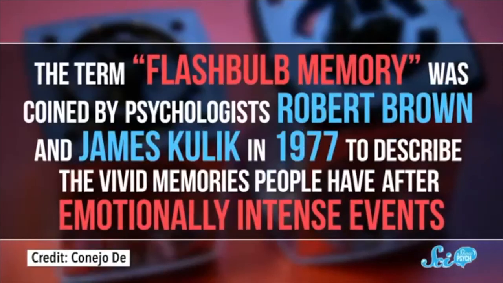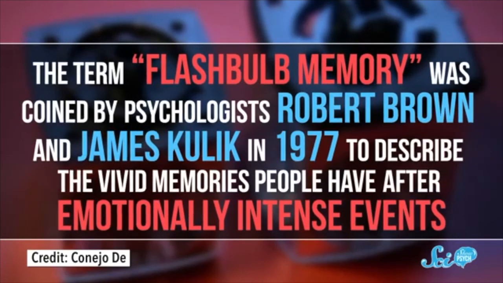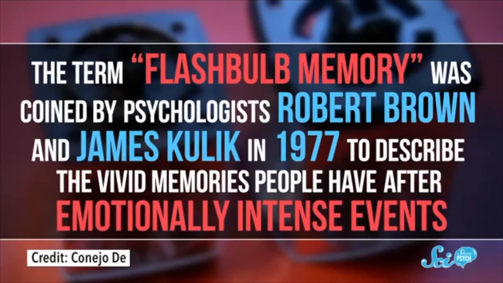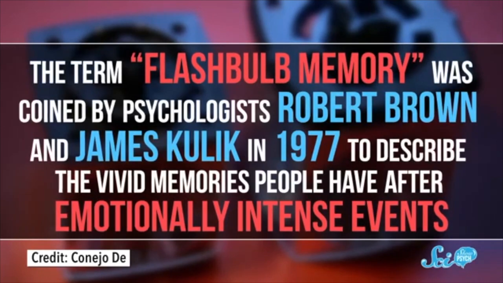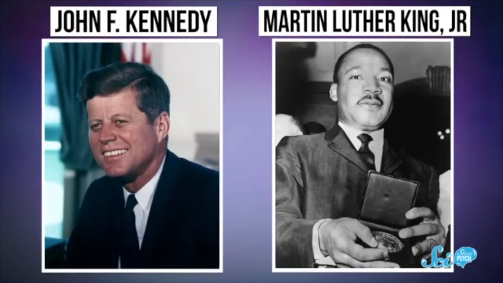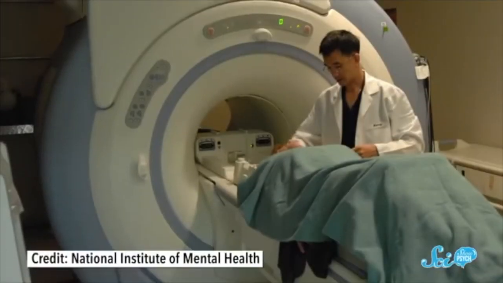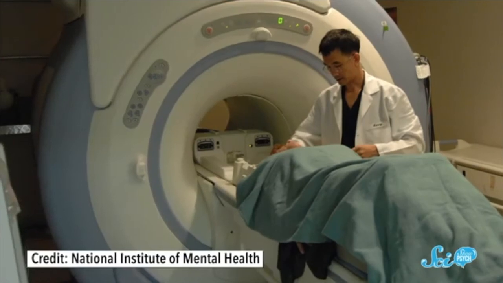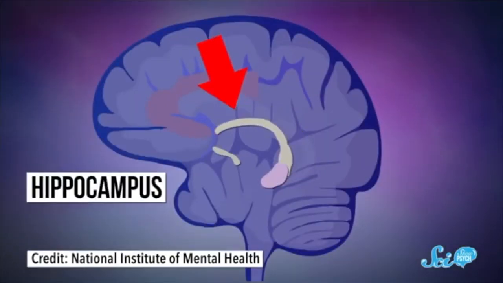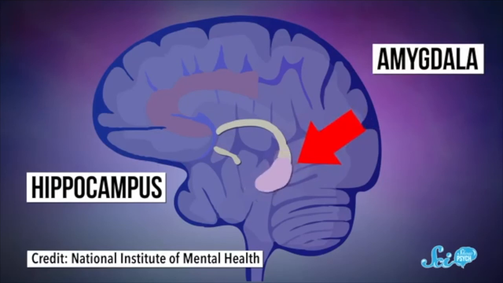The term flashbulb memory was coined by psychologists Robert Brown and James Kulik in 1977 to describe the vivid memories people have after emotionally intense events. Many of the people Brown and Kulik talked to said the events that caused these memories were upsetting events in the news, like the assassinations of President Kennedy or Martin Luther King Jr. We don't know exactly how flashbulb memories form, but based on fMRI brain scans, scientists think two main parts of the brain are involved: the hippocampus, which helps form new memories, and the amygdala, which processes emotions.